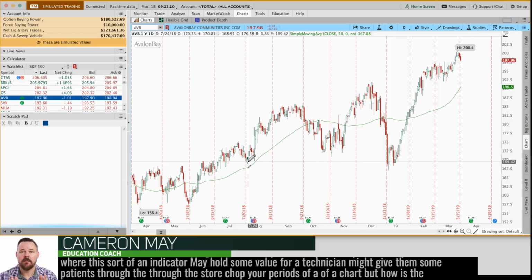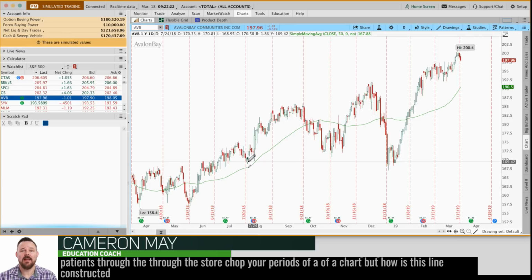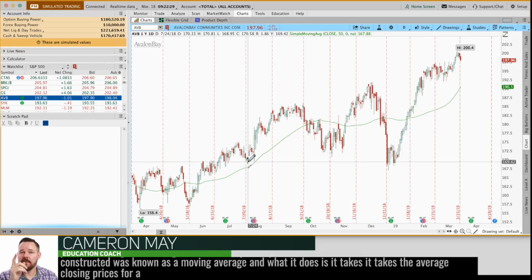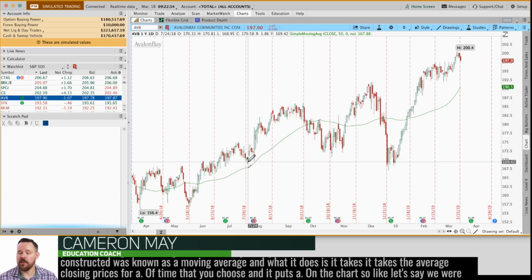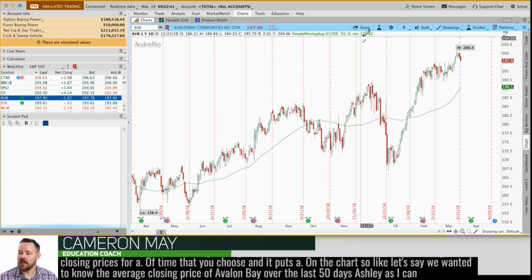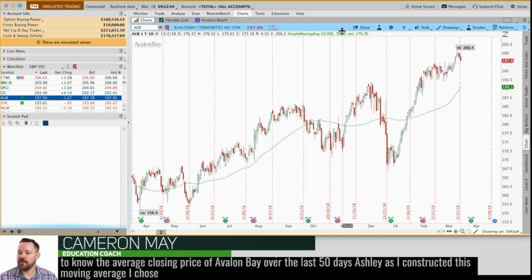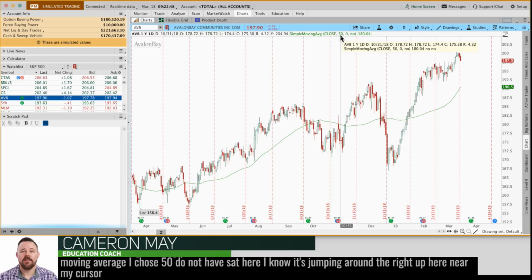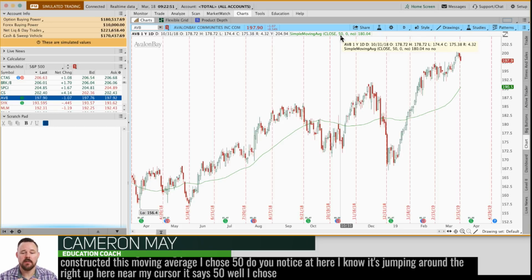But how is this line constructed? Well, it's known as a moving average, and what it does is it takes the average closing prices for a period of time that you choose, and it puts a dot on the chart. So let's say we wanted to know the average closing price of Avalon Bay over the last 50 days. Well, actually, as I constructed this moving average, I chose 50. Do you notice that here? I know it's jumping around, but right up here near my cursor, it says 50. Well, I chose a 50-period moving average.